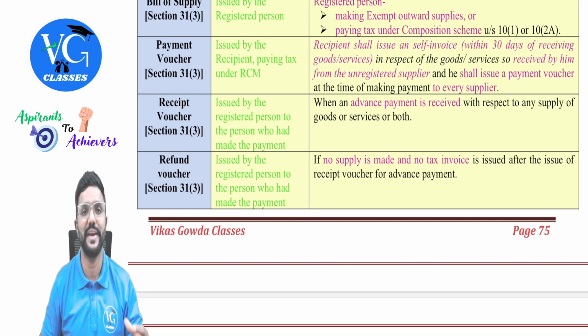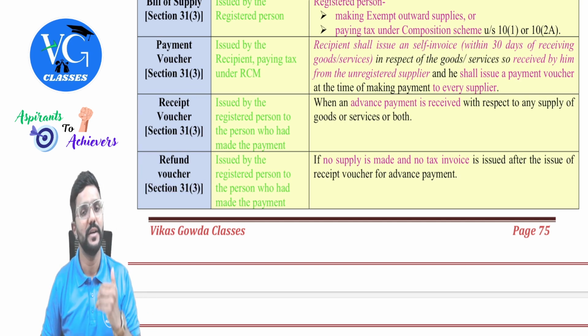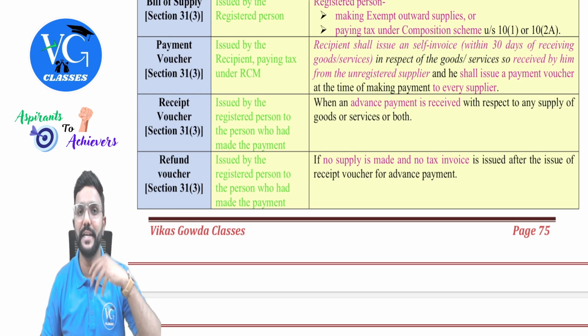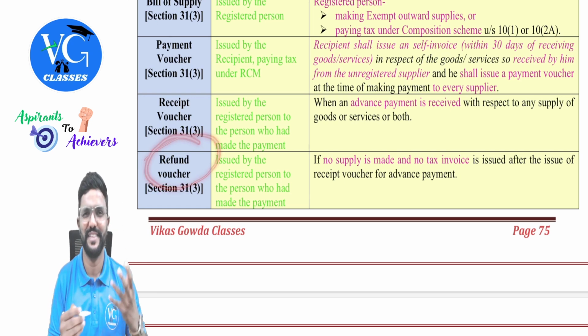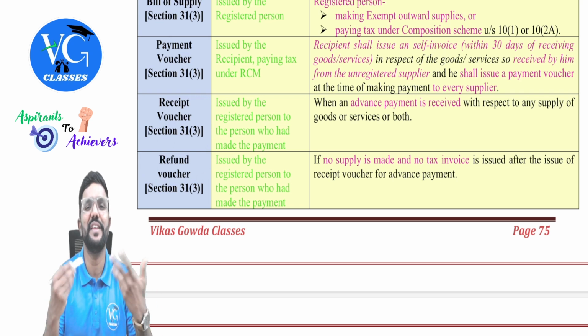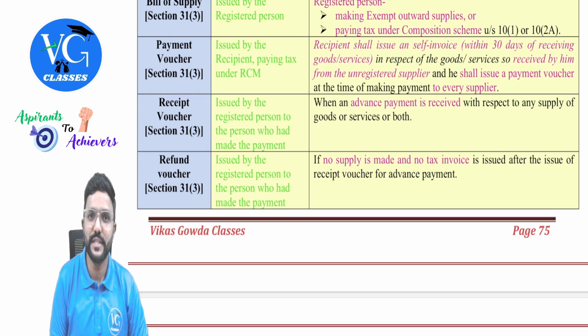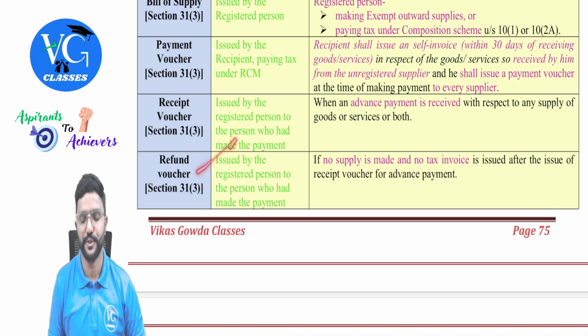Is that clear? This is when advance money is received, but no supply and no invoice is issued. In that case, I need to return the money, and while returning it, I need to issue a refund voucher. The name itself will tell you what it is and when it is issued, guys. When advance is received, receipt voucher. If it is returned without supply and without invoice, then refund voucher.